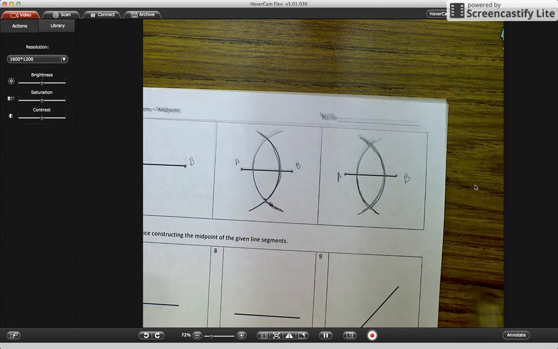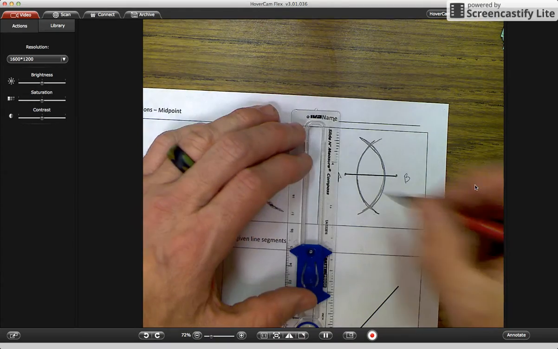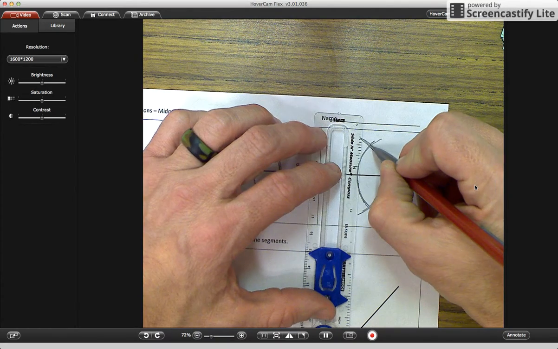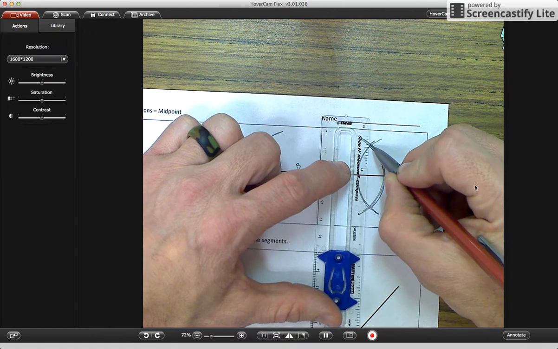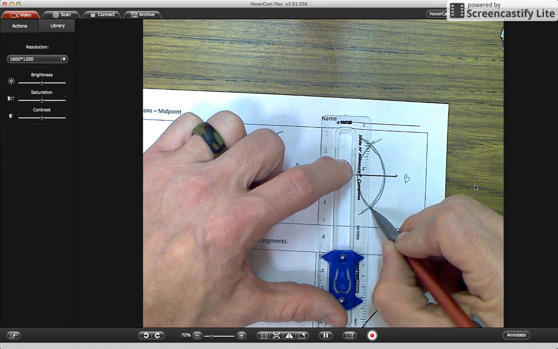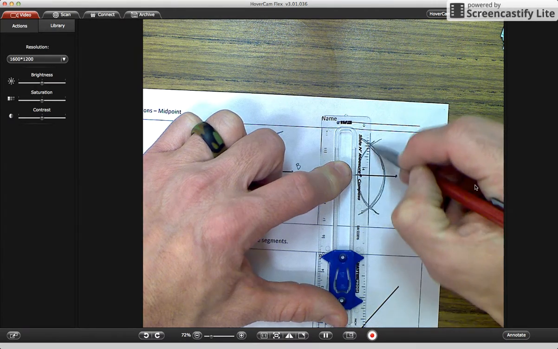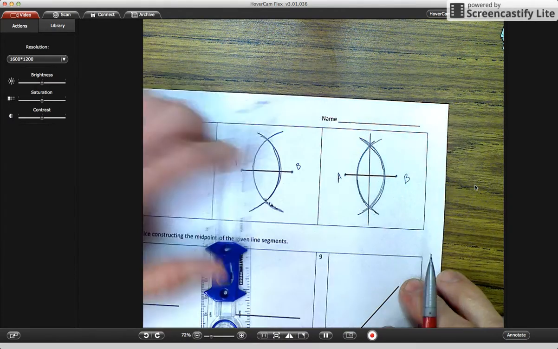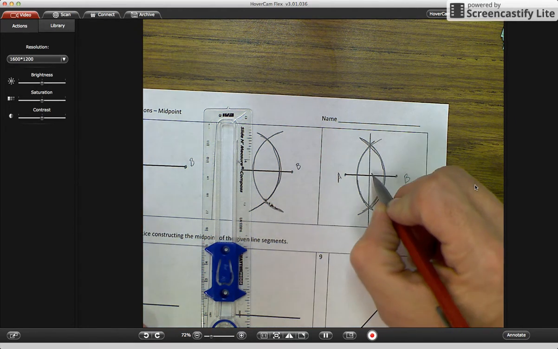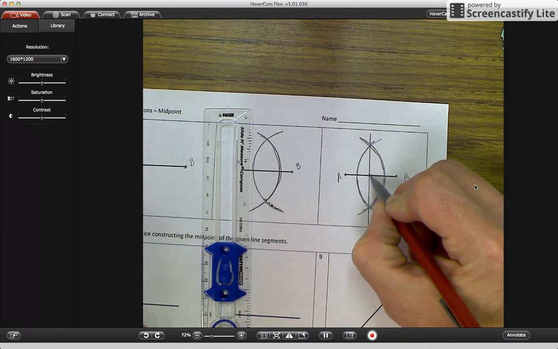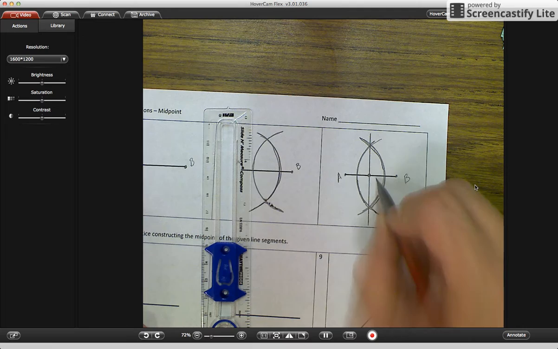Okay? And now we're trying to find the midpoint. So what you do is you take your straight edge and line it up where the two arcs intersect up top and the two arcs intersect at the bottom, and you want to draw a straight line through there. And then what happens is on this line segment, and this is the final step, drawing your straight line, you have found the midpoint of line segment AB.